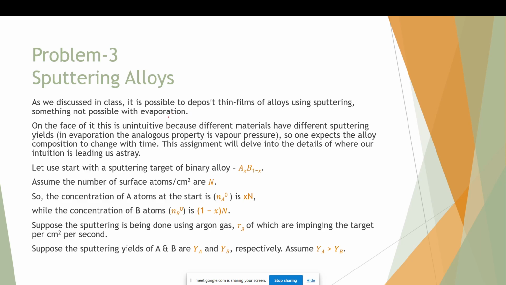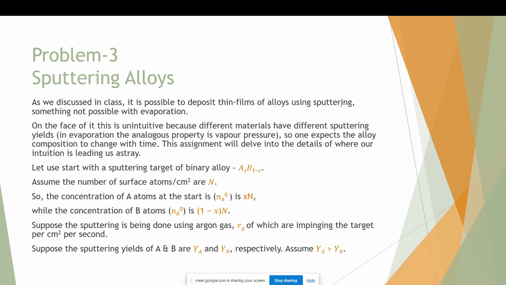Right. With evaporation we cannot deposit alloys because the different components of the alloy will have different melting temperatures and will start to evaporate at different temperatures. The sublimation temperatures will be different. Because of that we cannot use evaporation for getting a reliable composition of alloy deposited on our film. That's why people prefer sputtering.